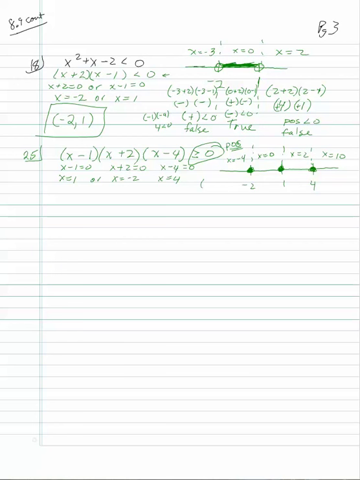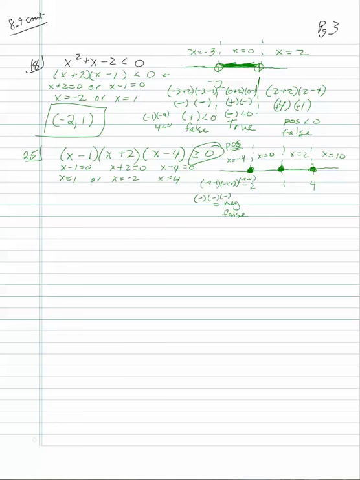So we get -4 minus 1, -4 plus 2, and -4 minus 4, which is going to get me, again, I just care about the sign, negative times a negative times a negative, which equals a negative number. And so that's going to be false, because I want positives.